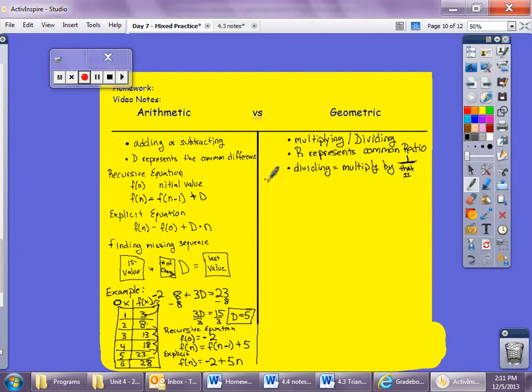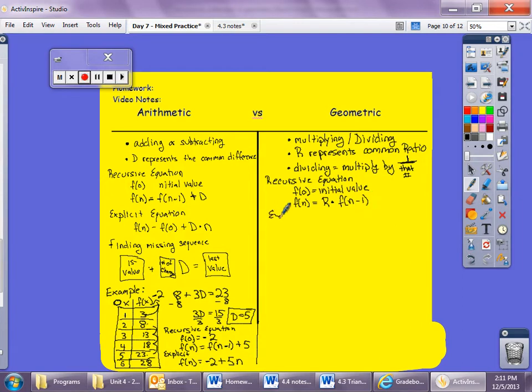So we have our recursive equation for geometric. So the recursive equation, once again, we have f of 0 equals our initial value, f of n. Now this time, geometric is multiplying, so we have our r, which is our common ratio, times f of n minus 1. So it's times the previous term. So our ratio times the previous term.